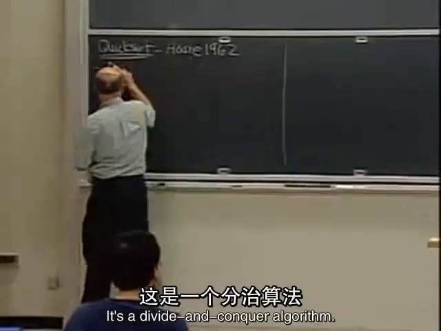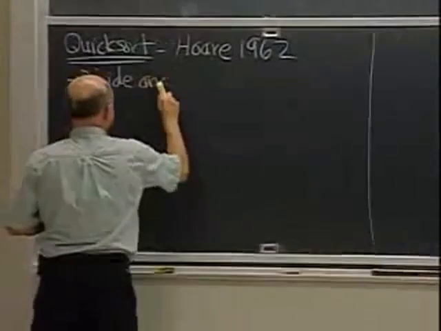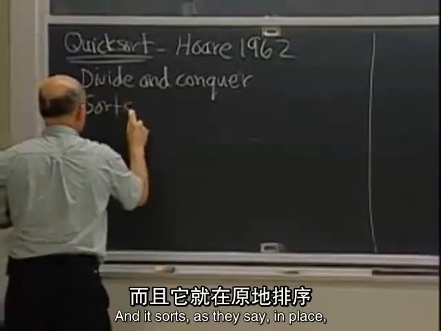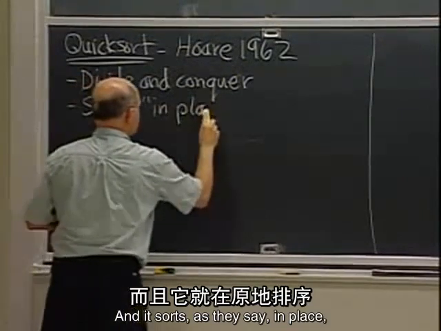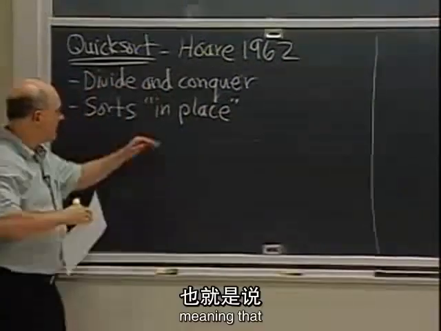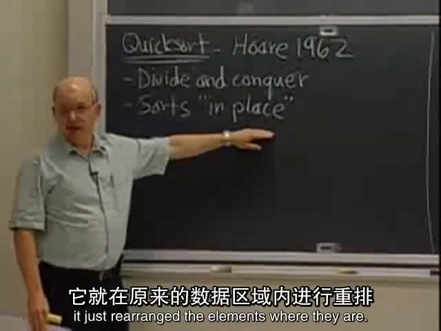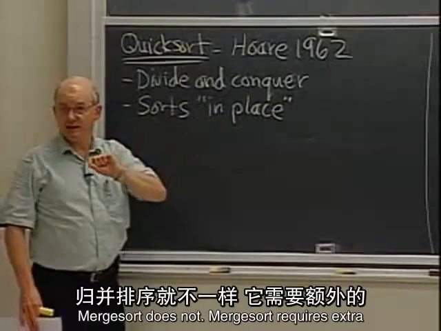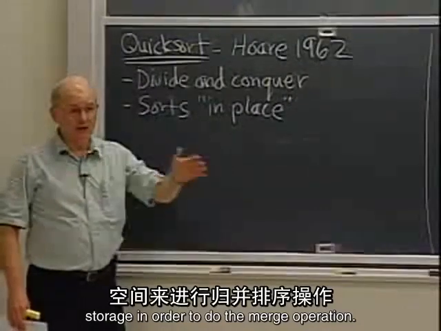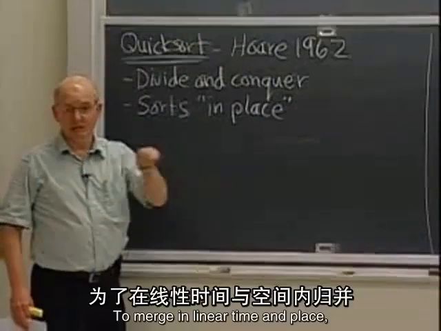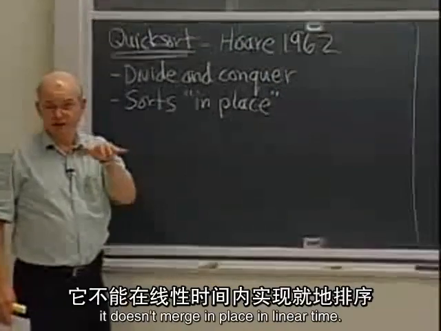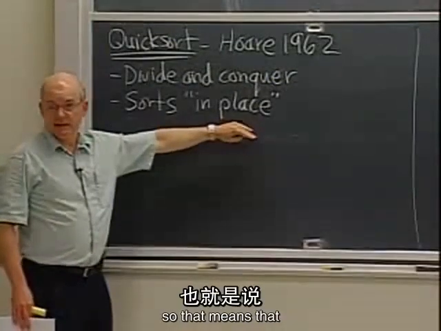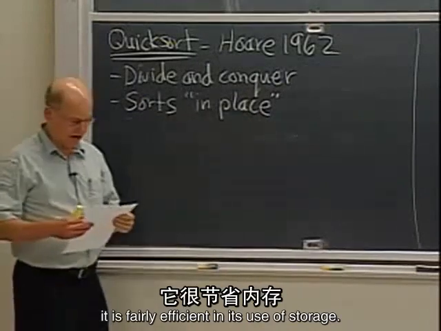So it's a divide and conquer algorithm. And it sorts, as they say, in place, meaning that it just rearranges the elements where they are. So that's like insertion sort, which rearranges elements where they are. Merge sort does not. Merge sort requires extra storage in order to do the merge operation. It doesn't merge in place in linear time. It doesn't do it just by rearranging. So it's nice because it's in place, so that means that it's fairly efficient in its use of storage.